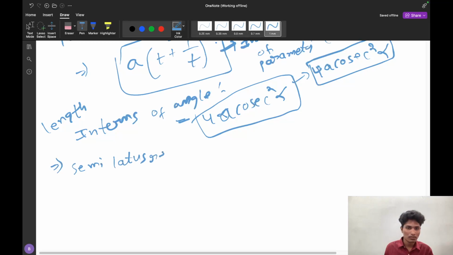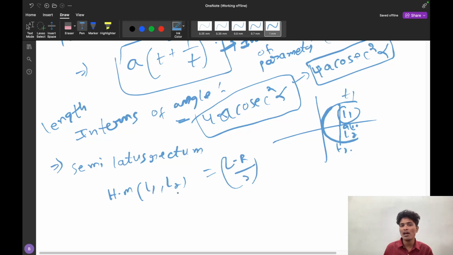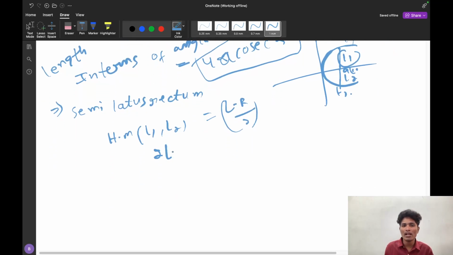Now the semi-latus rectum. Suppose these are the two lengths, L1 and L2, and the focus is a comma 0 and the parameters are t1 and t2. If you observe very carefully, the semi-latus rectum is the harmonic mean of the lengths L1 and L2, that is, the harmonic mean of L1 and L2 is equal to LR by 2. What is the harmonic mean of L1 and L2? It will be 2L1 L2 divided by L1 plus L2 is equal to LR by 2.